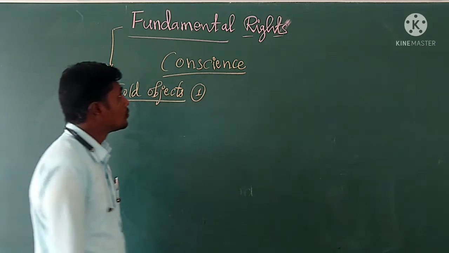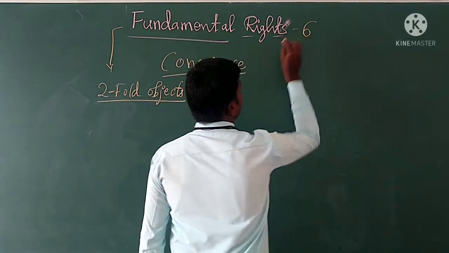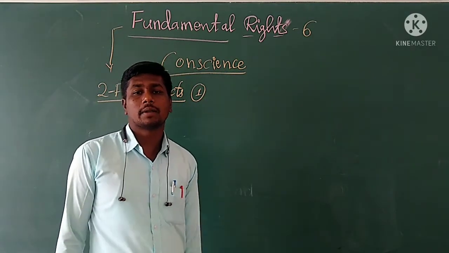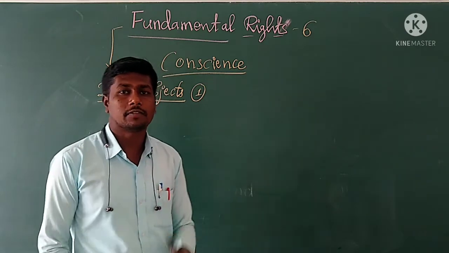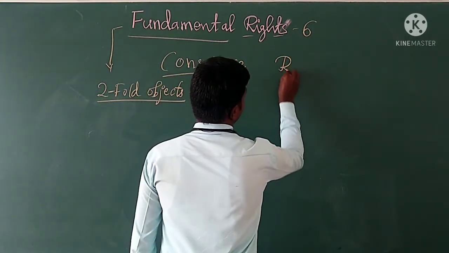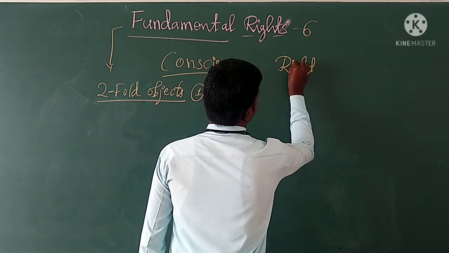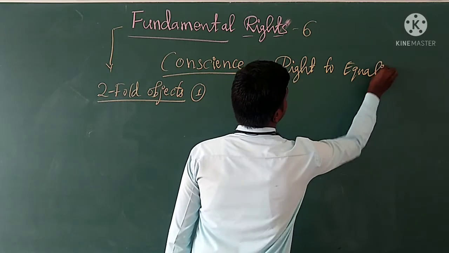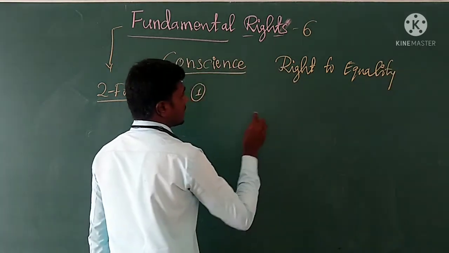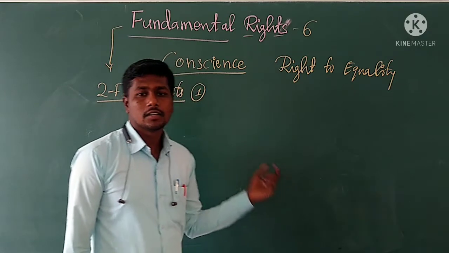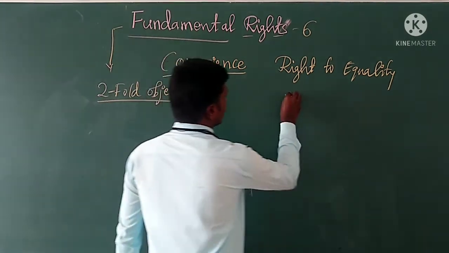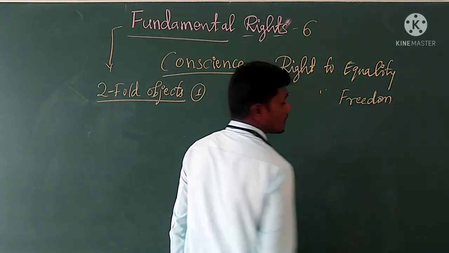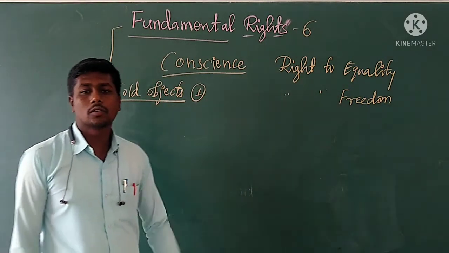We have altogether 6 fundamental rights. How many fundamental rights do we have? 6 fundamental rights. The first one is right to equality. Then the second one is right to freedom. Second one, as I told you, right to freedom.